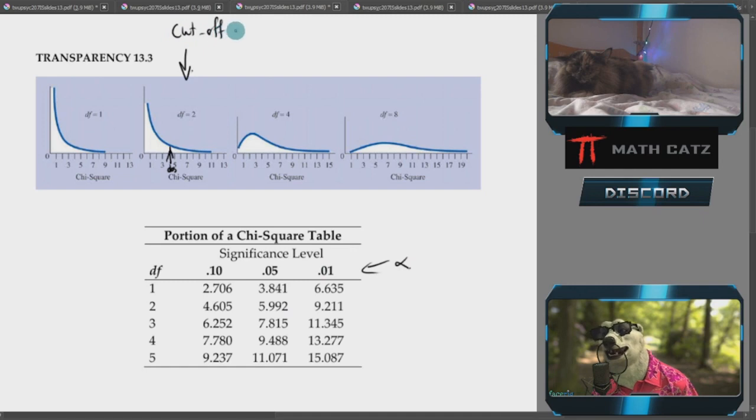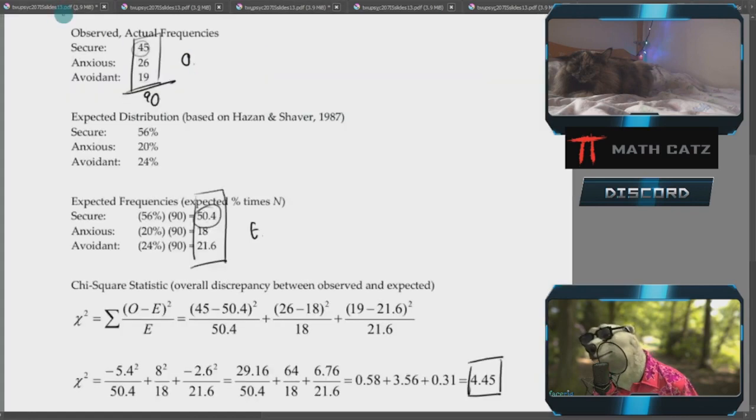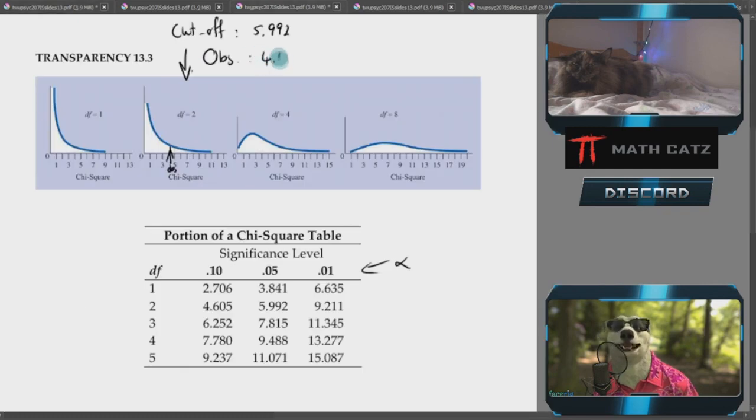Cutoff 5.992. Observed was, what did I say? 4.45. And I see the observed is not past the cutoff line.